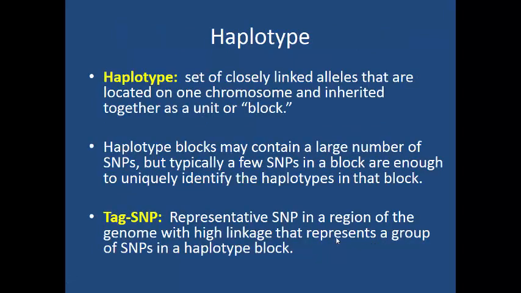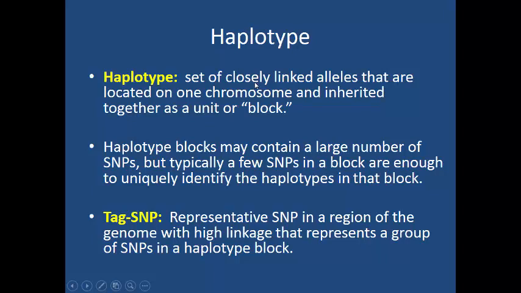Now, lastly, I want to switch gears. We've been talking a lot about genotypes, basically the allele you get from mom and the allele you get from dad. I want to switch gears and instead not focus on the two chromosomes, but just focus on a single chromosome, or a haplotype. So a haplotype is a set of closely linked alleles that are located on one chromosome and inherited together as a unit or a block.